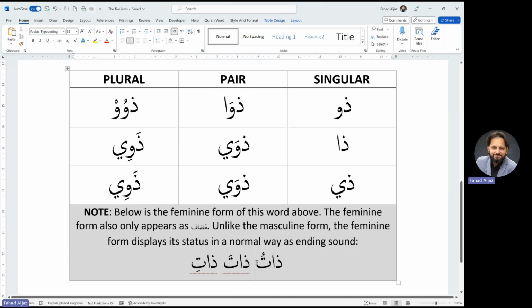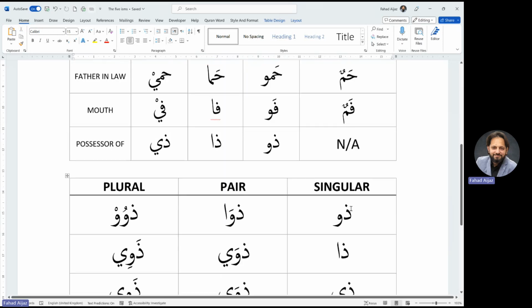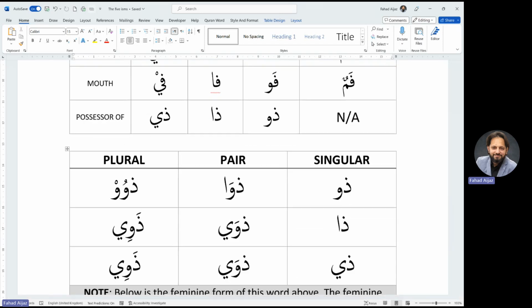It will just show its status with a haraka, as you can see here. So zatu is rafa, zata is nasab, and zati is jar. So that's how it is. It is a simpler form, so it will reflect its status. Inshallah, I hope that this helps you in understanding this concept. It's a simple concept, but it's an auxiliary concept, and it is something that will help you, inshallah, in your Quranic studies. So I hope that you will find it useful.